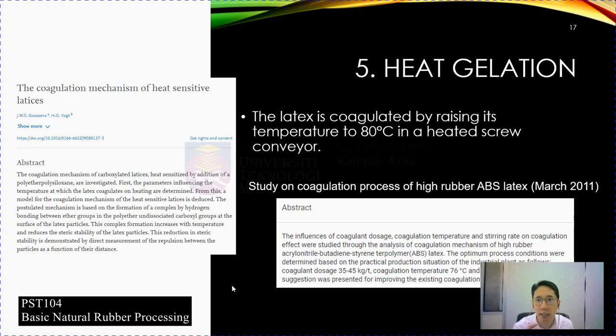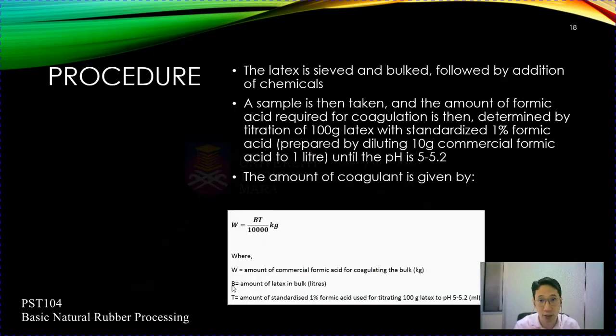The latex is coagulated by raising the temperature to 80°C on a heated screw conveyor. Study on coagulation process of high ammonia latex. Okay, it shows some of the abstract that shows the heat gelation. Although it's not fully coagulated, it significantly gels the latex to promote eventually the coagulation itself.